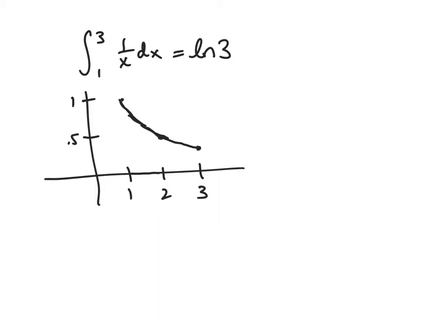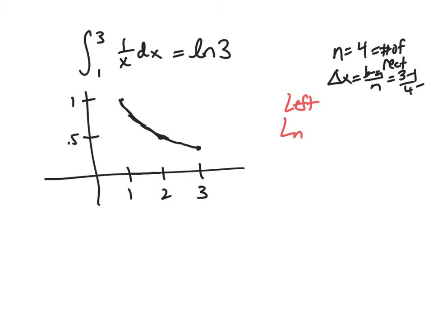So first, our left sum, which we'll denote by Ln. For all of these, at least for this one, we have n equals 4, which is the number of rectangles. And our width delta x is going to be b minus a over n in general. So here that's 3 minus 1 over 4, or 1/2. So that's just our width, right? So we're going to go to 1.5 and 2.5 here as our other points. So we want 4 rectangles.